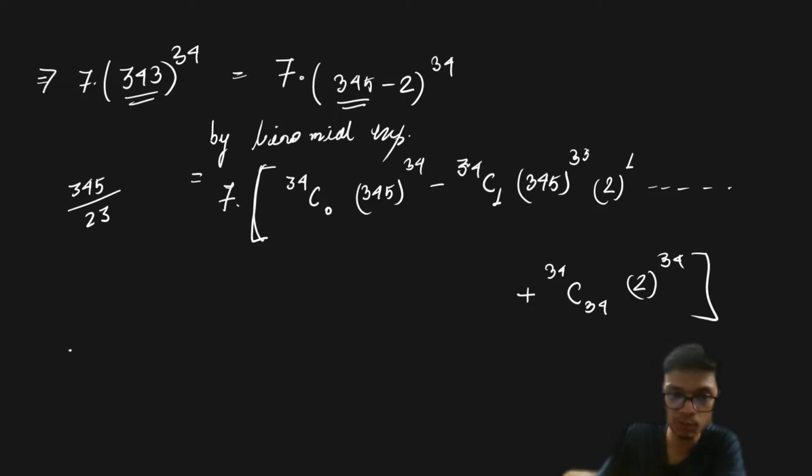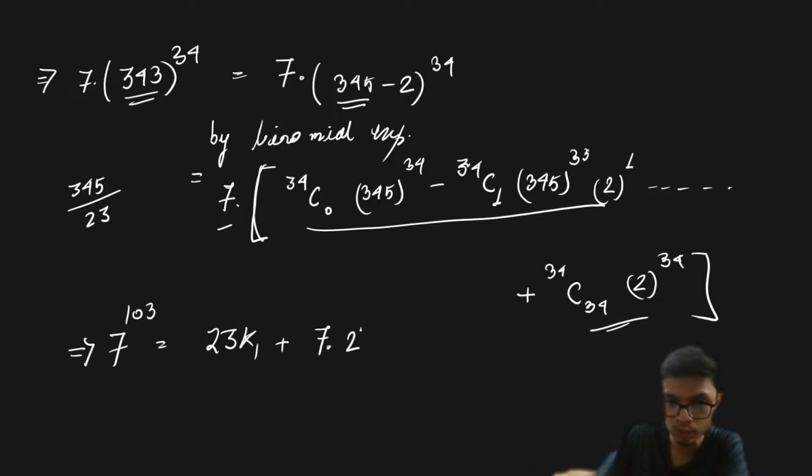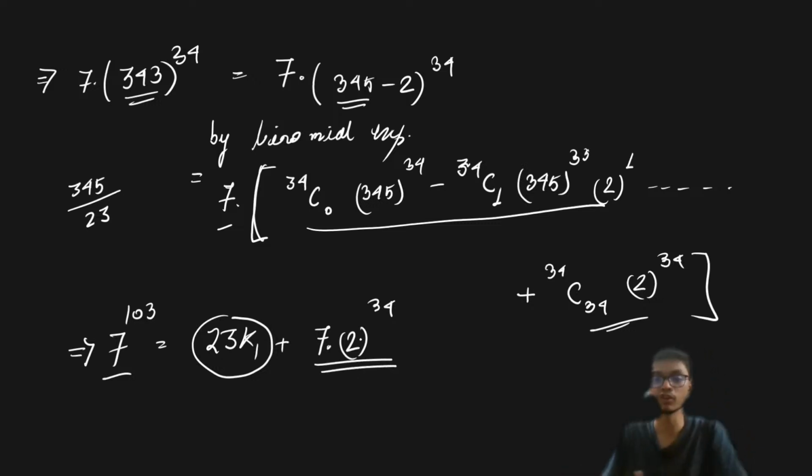Now since wherever 345 is occurring, all those parts are integral multiples of 23, I can easily write 7 to the power 103 as 23 times some integer plus 7 times this part, plus 7 into 2 to the power 34. That is what I can write, simple, right? Now again I have to divide this number by 23. This particular part is divisible by 23, but I have to find out what remainder I will get when I divide 7 into 2 to the power 34 by 23, right?